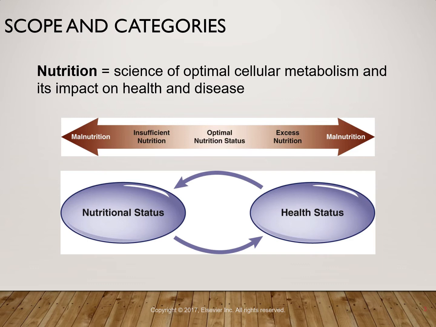The continuum representation is important because nutritional status has the potential to change in either direction due to a number of factors and can be corrected with successful measures. Nutritional health status is also an issue of balance or imbalance. Poor nutritional status negatively impacts health, and poor health can negatively impact nutritional status.